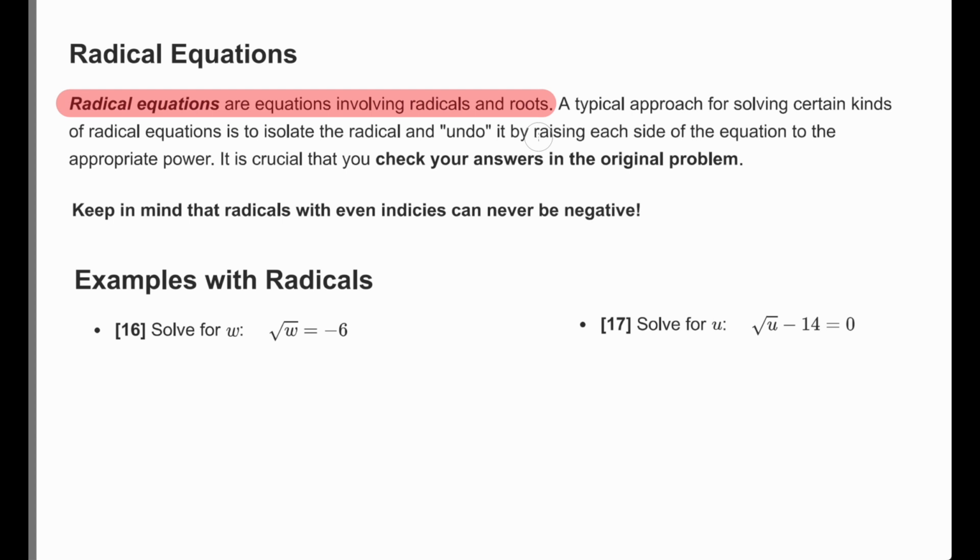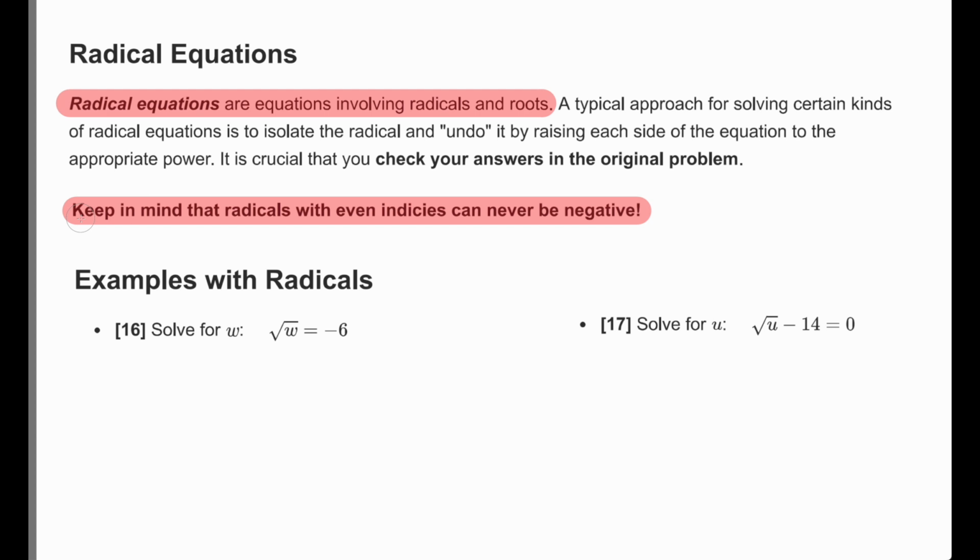A typical approach for solving certain kinds of radical equations is to isolate the radical and undo it by raising each side of the equation to the appropriate power. It is crucial that you check your answers in the original problem. Just like we were doing before, you're going to want to check your answers just to make sure you don't get an answer that doesn't actually work. Super important note here too. It says keep in mind that radicals with even indices can never be negative. So you can't actually be negative if you have an even index. We're going to go over some problems that show that, just so you understand it.